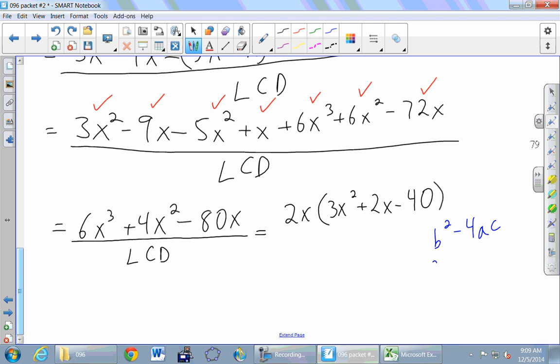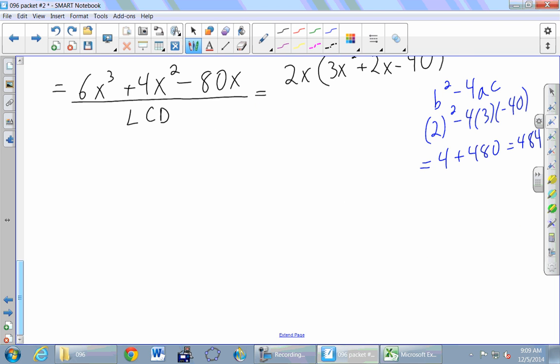So if I do my b squared, that's 2 squared minus 4 times 3 times negative 40. So that's 4 minus minus makes plus. And I think that's 480. And so altogether, that's 484. What does that tell me? So this guy inside of the quadratic formula lives under a square root, right?